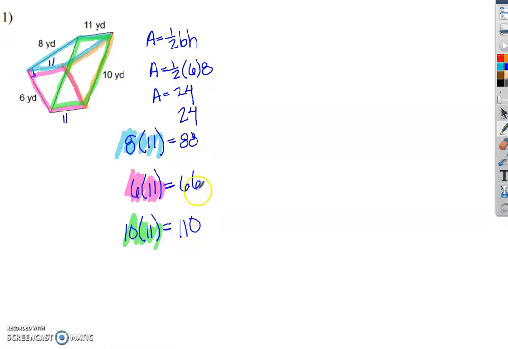So I've got my 3 rectangles, I have 2 triangles, and now all I need to do is add up all the parts together. So feel free to use a calculator. I've got 24 plus 24 plus 88 plus 66 plus 110, and I got 312.